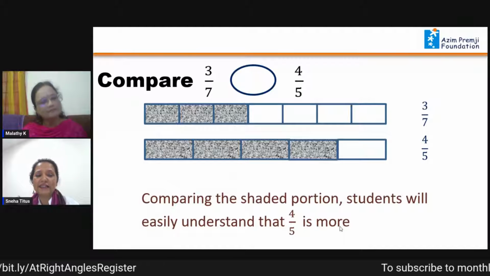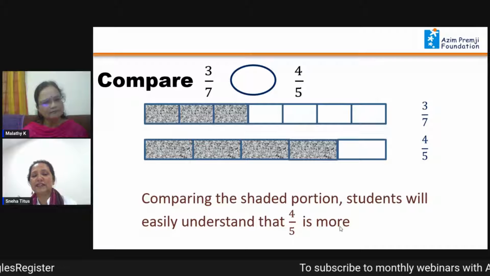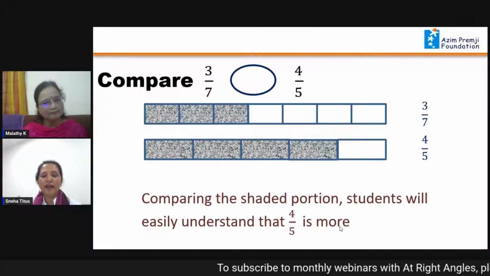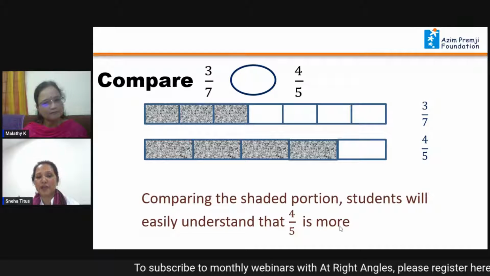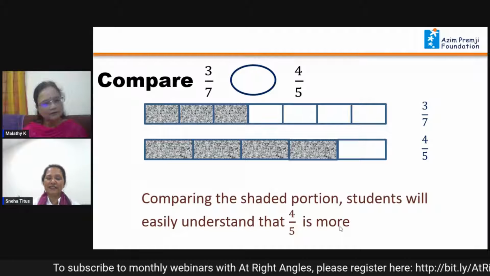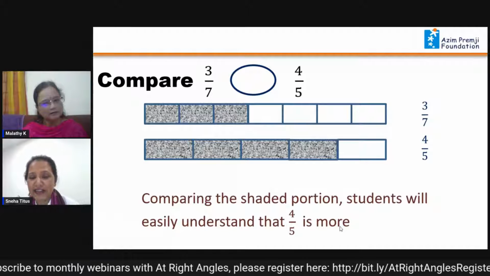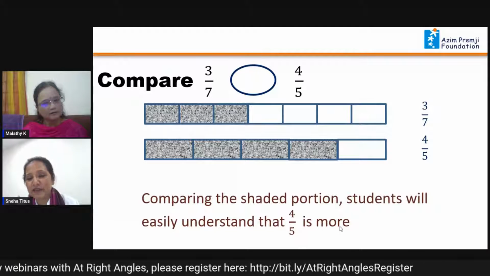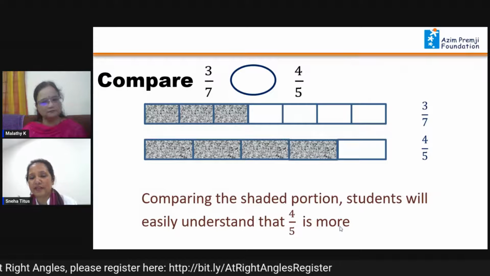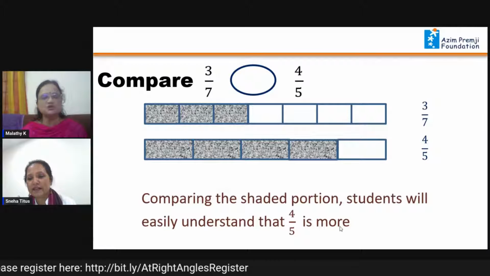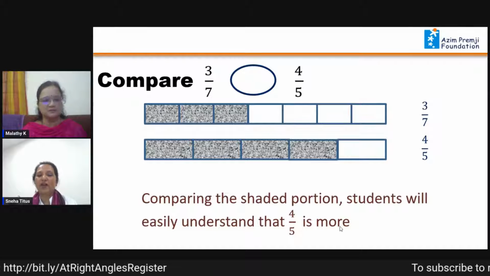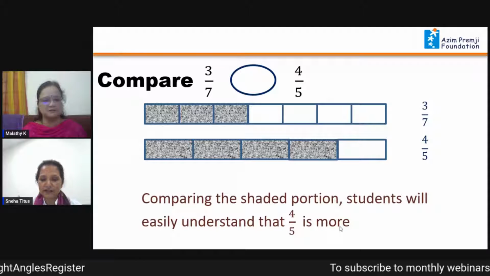Did they actually say that the numerator was smaller and the denominator was bigger for the smaller fraction? Was there any kind of learning like that, or just as you said, was it only a very visual thing for them? No, visually they were able to do it. Oh, okay.